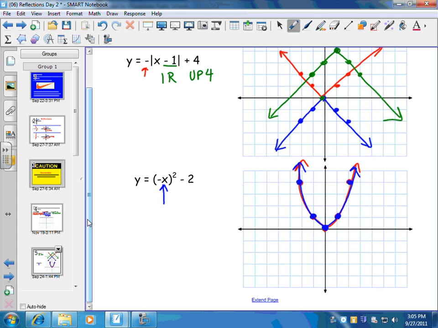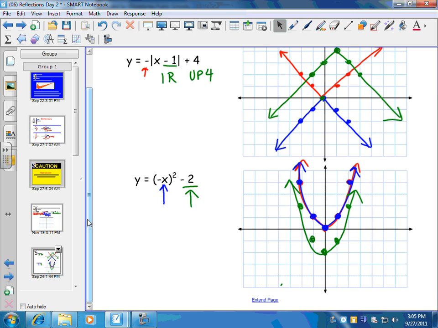And then the last piece I'm going to do, and my final graph will be in green, is going to be moving that graph down 2. So I'm going to take each of the points and move it down 2, so I get a new shape to my graph. So my final graph is in green.